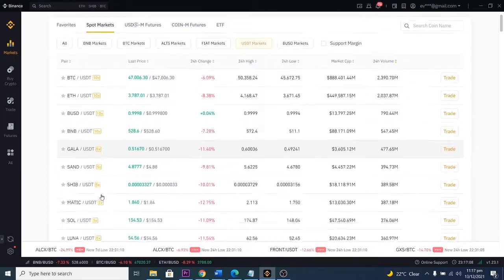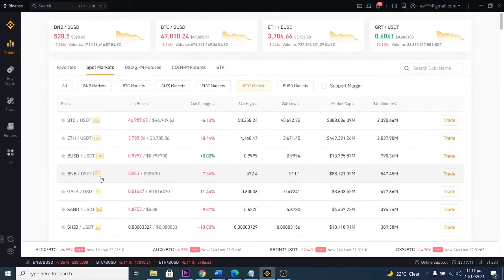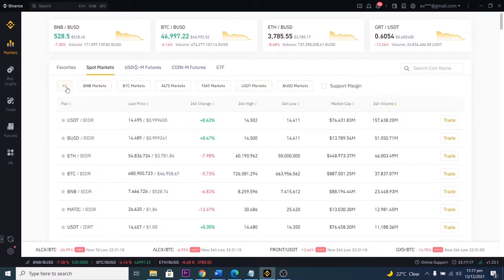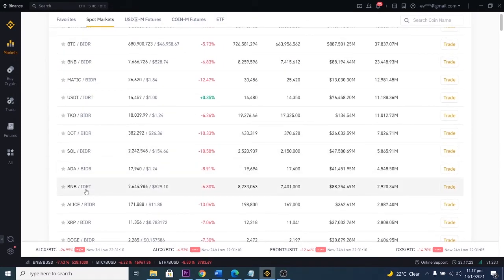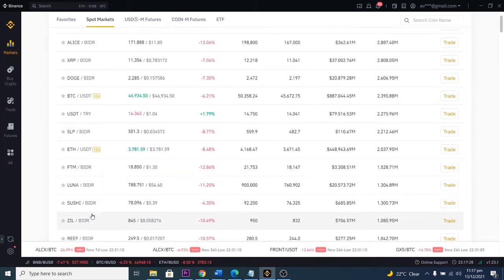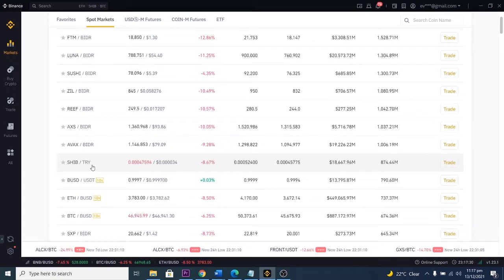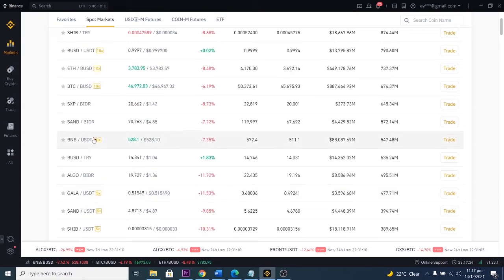That's why all the coins here are pairing USDT. So almost every coin that we have can be bought using USDT. But if I go to all here, you see USDT BIDR, so you can use BIDR to buy USDT. You can use IDRT to buy BNB. You can use TRY to buy Shiba, which is SHIB. So these are the coins you can use to buy the coins that are on the left side.